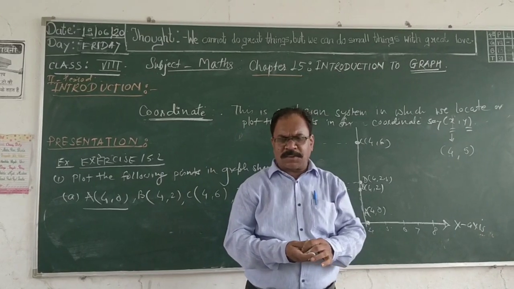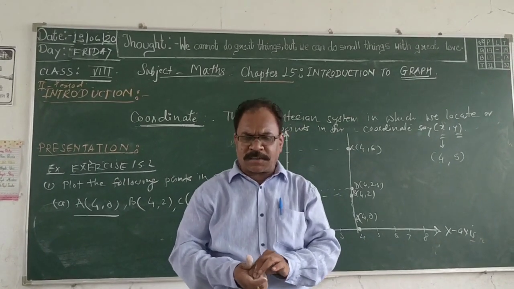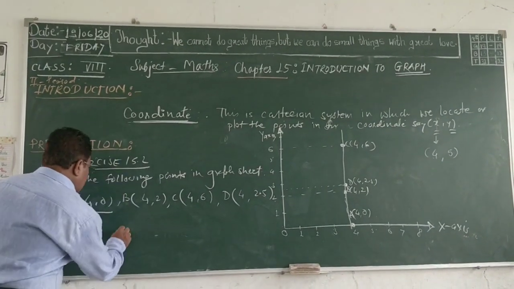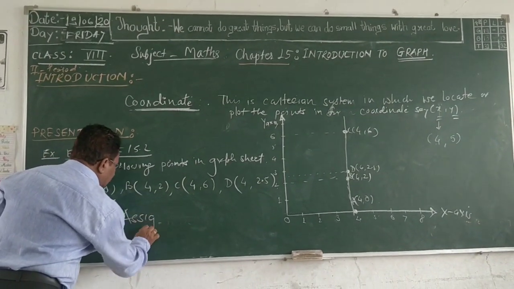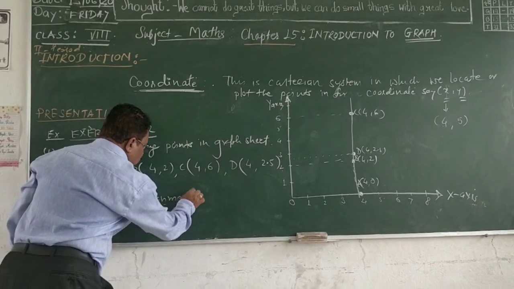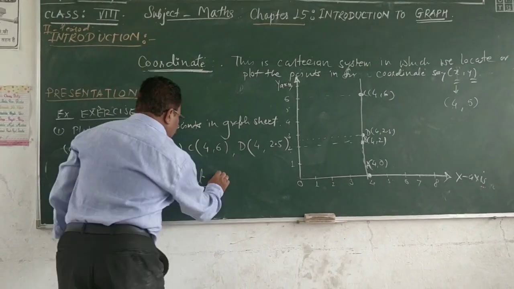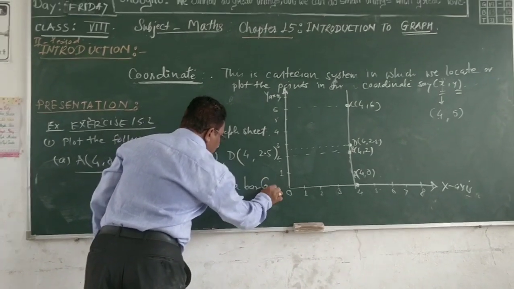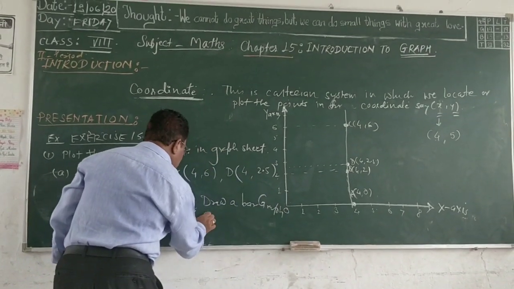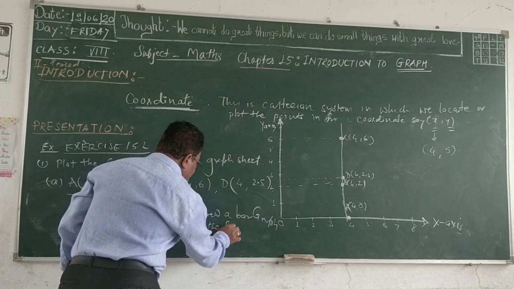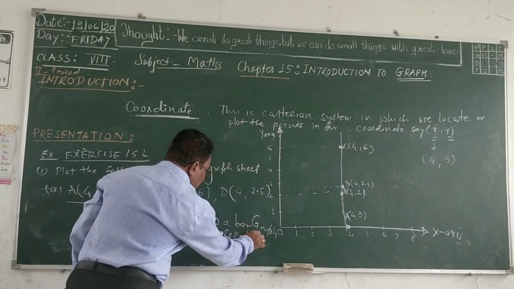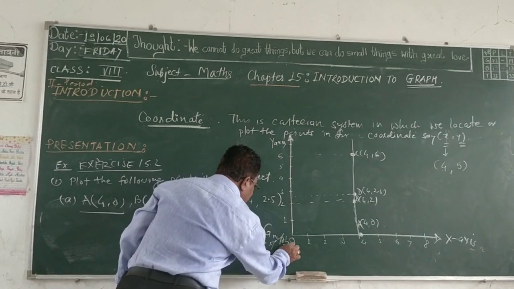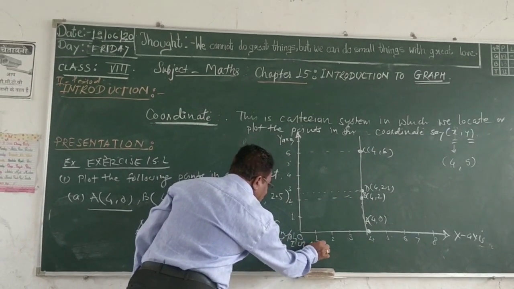It's all okay, students? So let's do the homework, and one assignment is given to you. Draw a bar graph of the results of first UT and second UT.